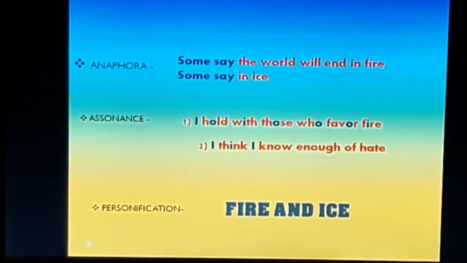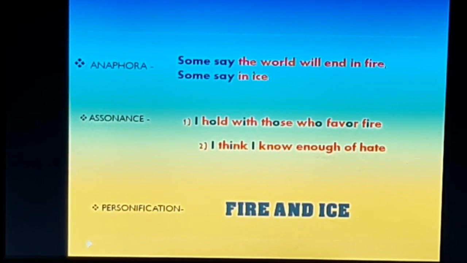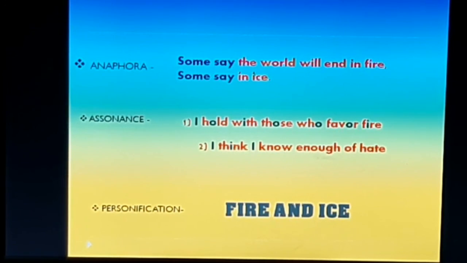The last one is personification. When non-human objects are portrayed in such a way that we feel they have the ability to act like human beings. Here fire and ice both are inanimate objects and they are presented like living objects.